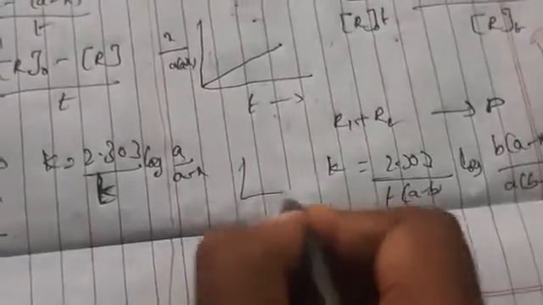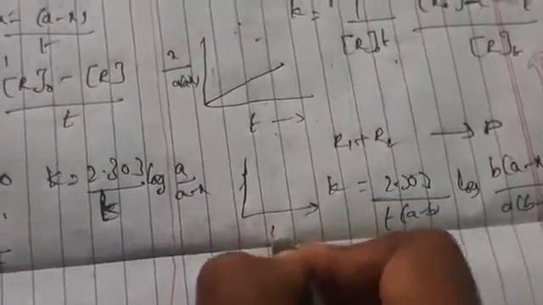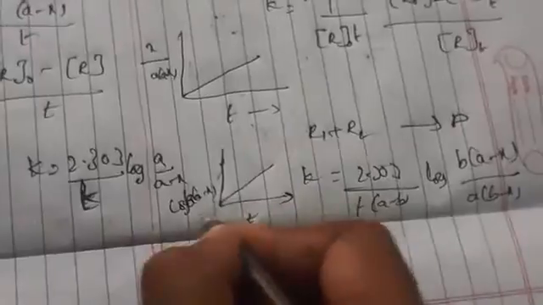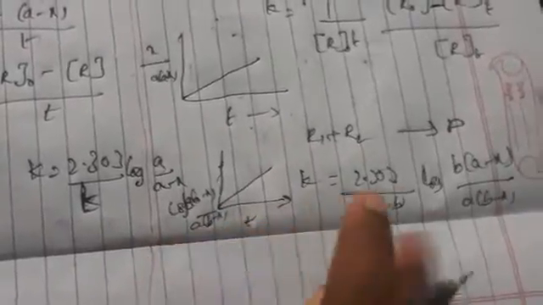Okay, so what does it mean here? Again you will be getting a straight line with t against log a into b minus x by a into b minus x. So this is about the second order reaction. So in the trial and error method, the integrated method, with or without considering concentrations, we are going to get these reactions: zero order, first order, second order.